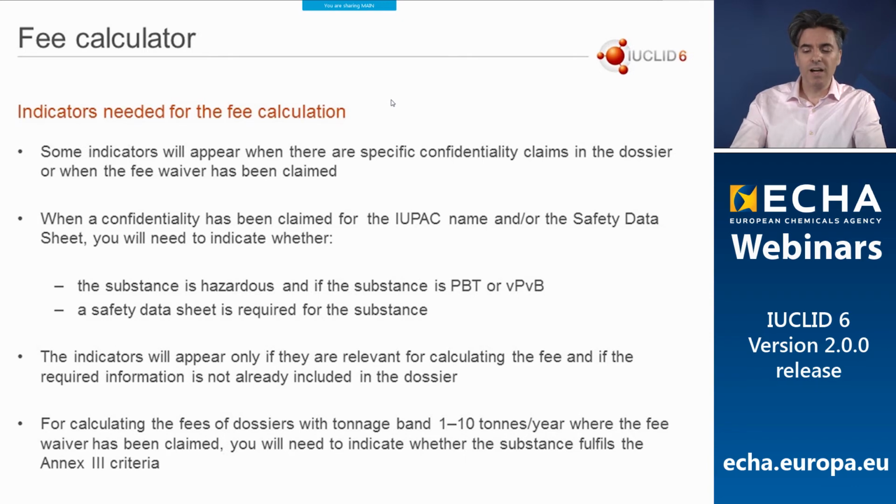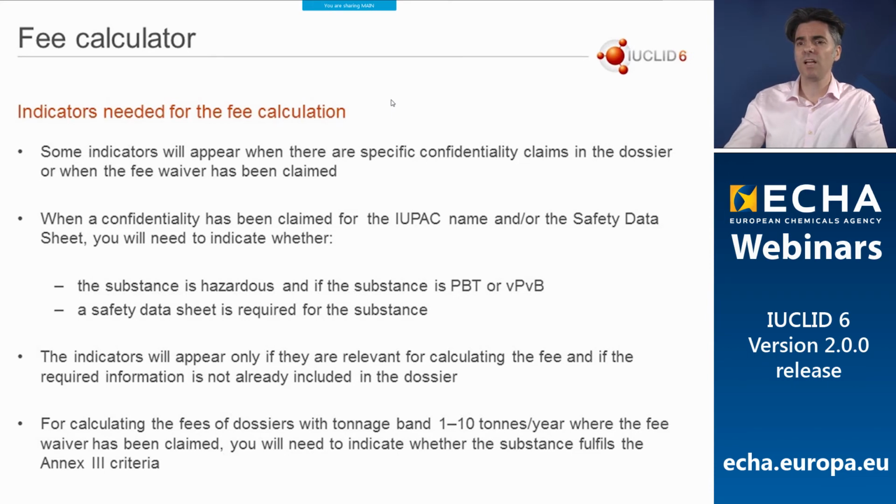The fee calculator might need some input from you. In that case, some indicators will appear. This will happen, for example, if you claim confidential the IUPAC name or the safety data sheet. In that case, you might need to indicate if the substance is hazardous or if the substance is PBT or vPvB, and also if a safety data sheet is required for the substance.